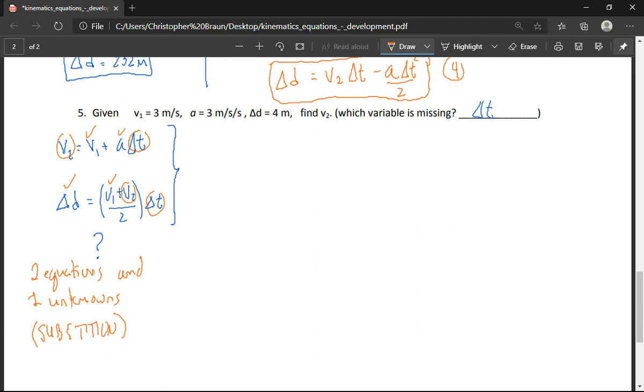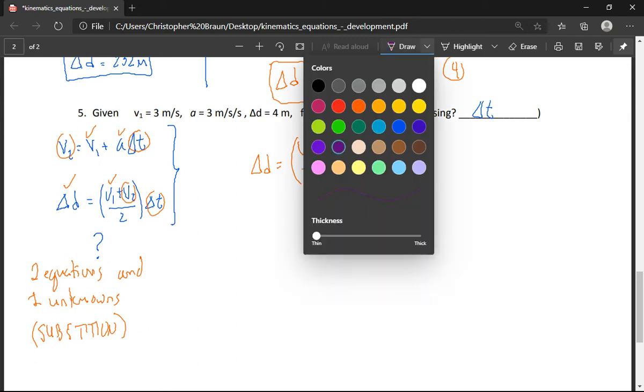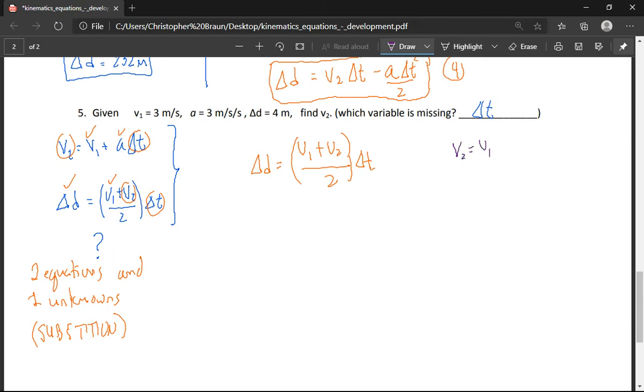So how do we go about doing this? Well, I'm going to write out the displacement. Displacement is equal to v1 plus v2 over 2 times the time. Now, look at this other equation over here. I'll do this in a different color. I've got v2 equals v1 plus a delta t. Well, just subtract the v1 from both sides. And then I'm just going to divide by a.